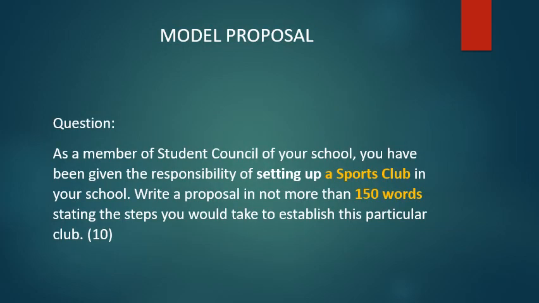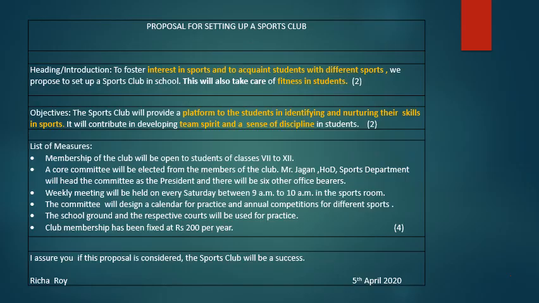In this example, I'll tell you how a high-scoring proposal can be written. Let's look at the question. As a member of the student council of your school, you have been given the responsibility of setting up a sports club, which I have highlighted here, in your school. Write a proposal in not more than 150 words, stating the steps you would take to establish this particular club. Look at this sample answer and just try to understand the format at this point of time.